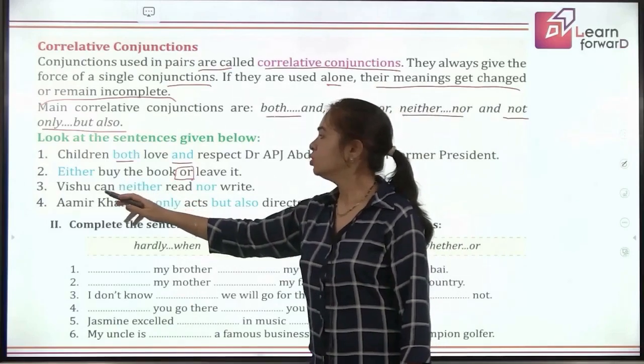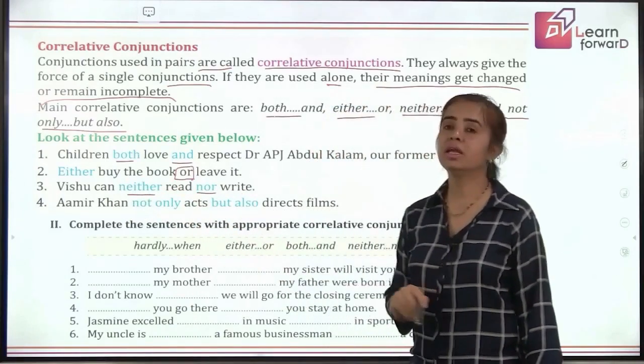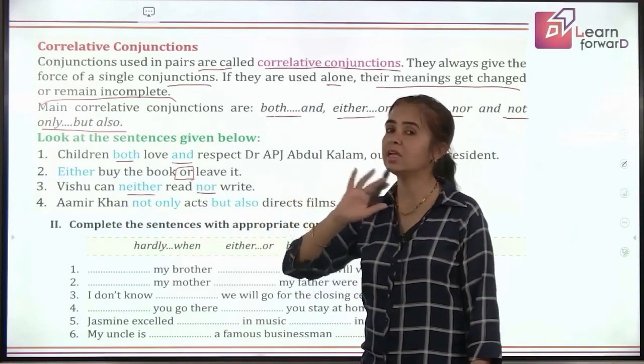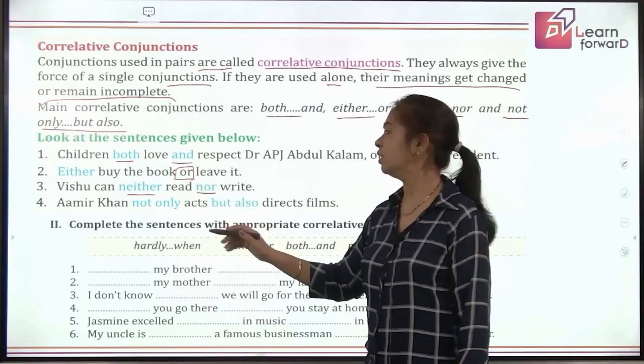Now, "Vishu can neither read nor write." So again, we are denying both the actions. We are saying that he cannot do any of these two actions. So again, these are used as correlative conjunctions.